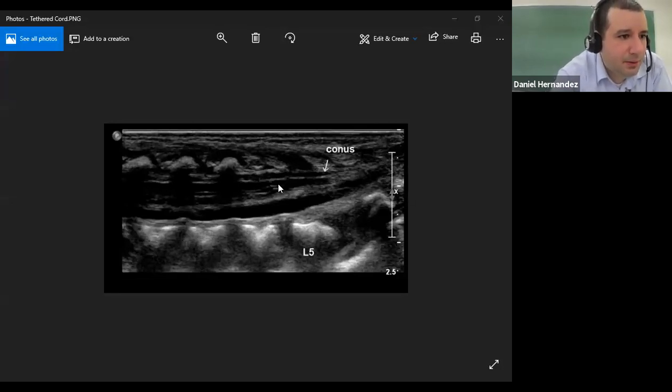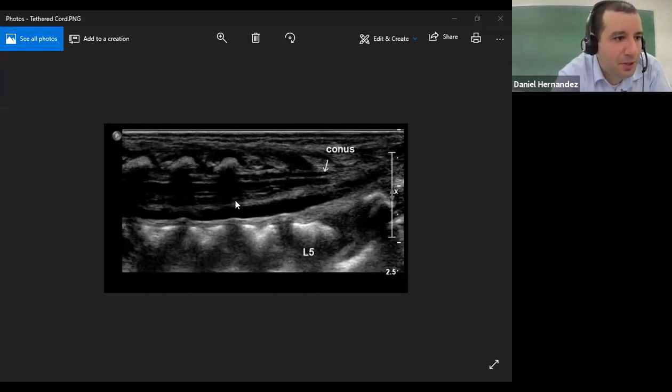All right. So in this one, you can see the conus coming to a point here, and they're labeling this as the L5. So you can see this is the lumbosacral junction. So this is a very low lying cord.